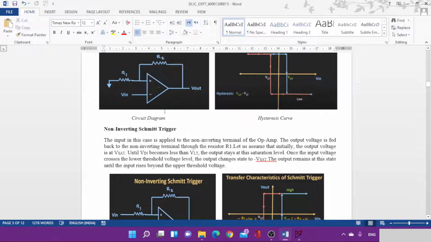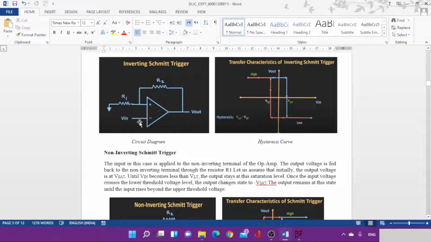So this is how the inverting Schmitt trigger looks like, and this is the transfer characteristics of the inverting Schmitt trigger, also known as the hysteresis curve.